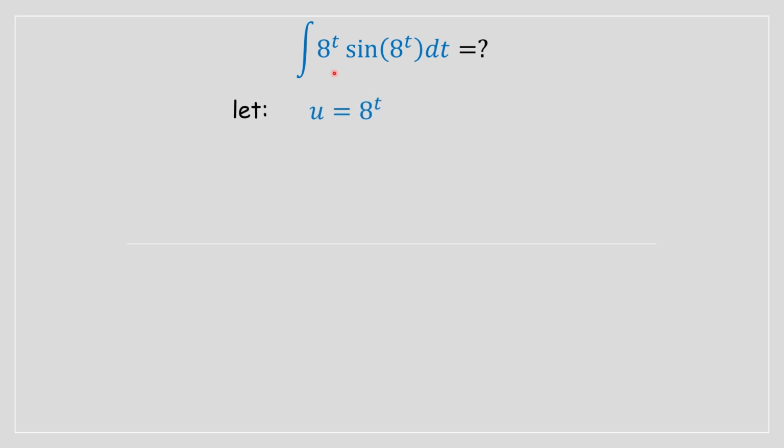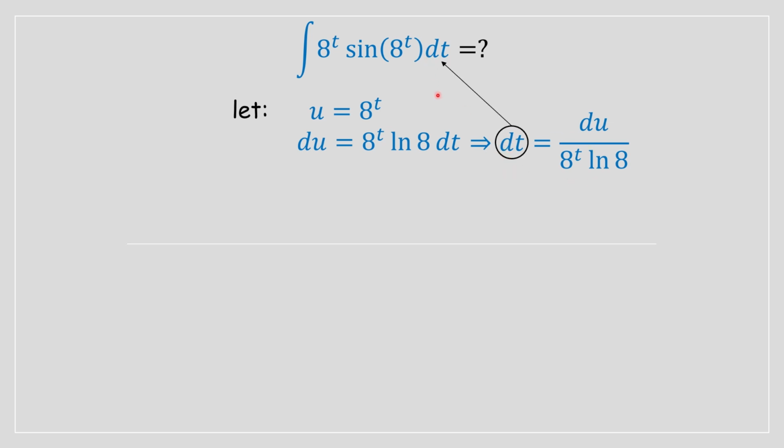So if we say that U is equal to a to the power of t, we are then going to take a derivative on both sides of this equation. So the left-hand side is going to be left with du, and the right-hand side is a to the power of t ln of 8 dt. We are then going to rewrite it in terms of dt, and we are going to take this dt and substitute it back into the integral. So let's rewrite the integral.